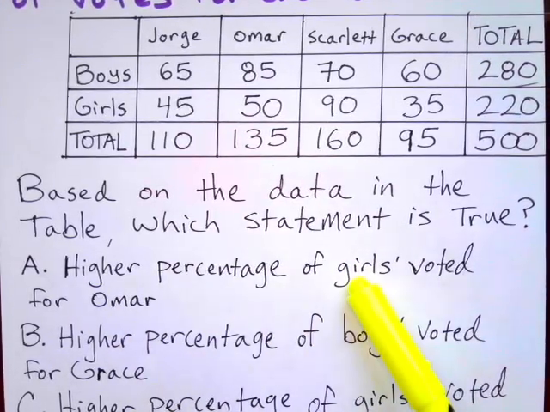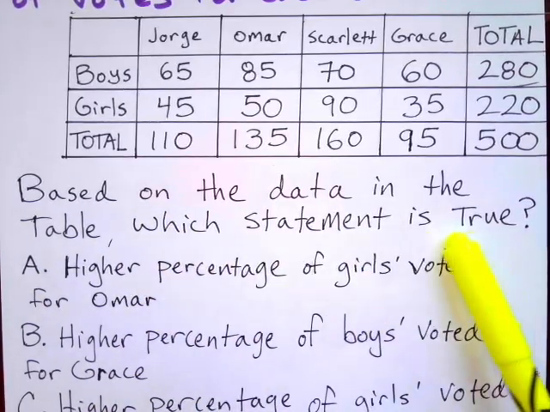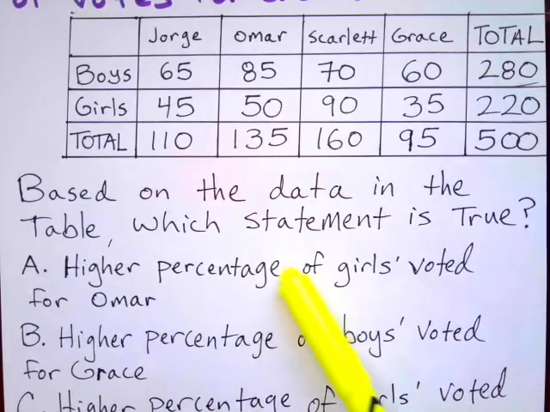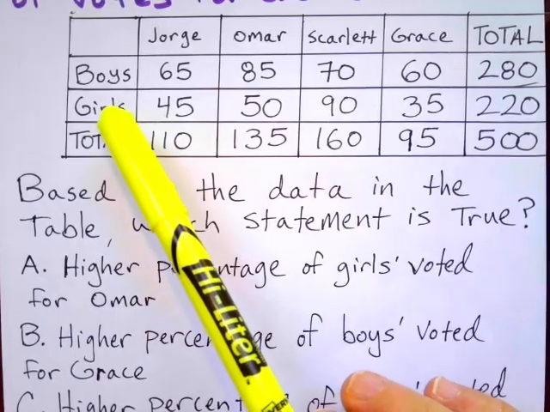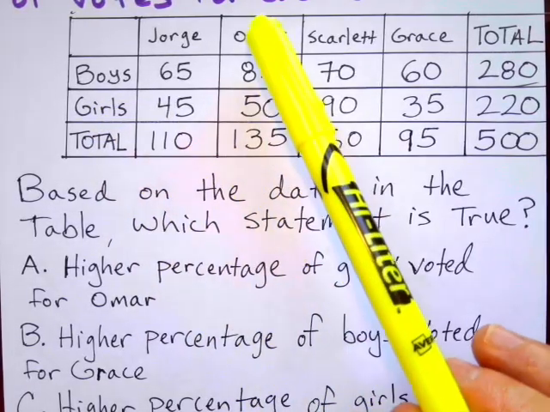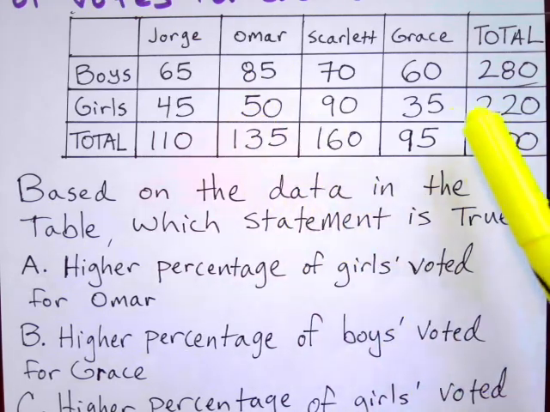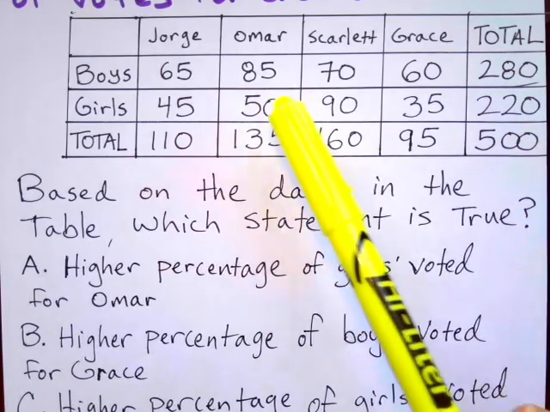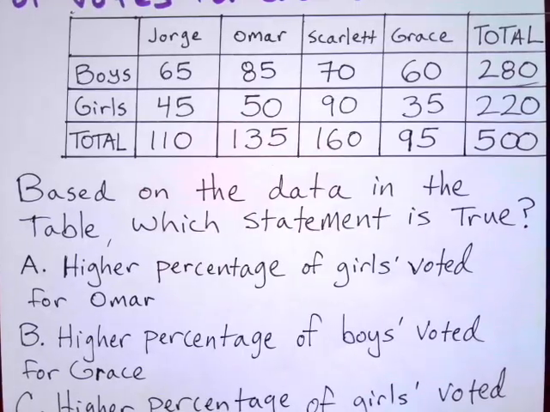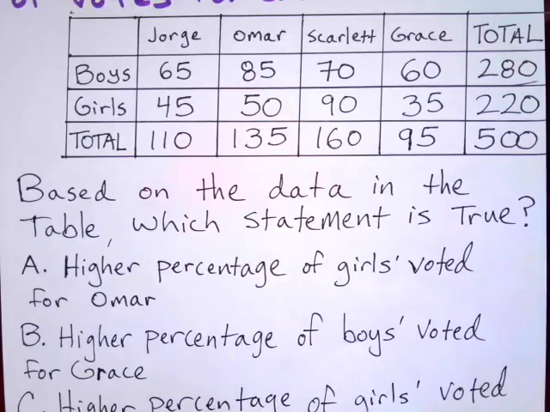So, a higher percentage of girls voted for Omar. Is this a true statement? We're looking for which statement is true. So let's figure out what's the percentage of girls who voted for Omar. I'm going to come up here to girls, and I go over to Omar. 50 girls voted for Omar out of a total of 220 votes. So my ratio fraction is going to be 50 over 220. I'm going to get into this in the next video and show you the work you need to do to answer this question. But let's figure out the question first.